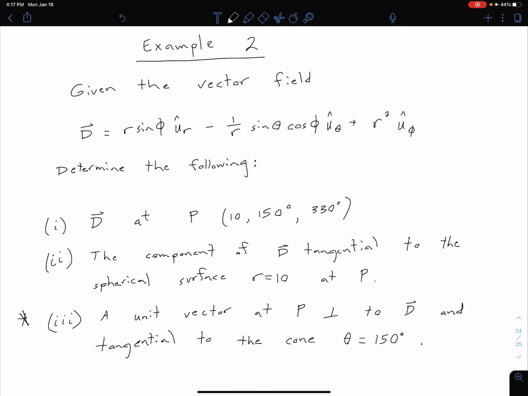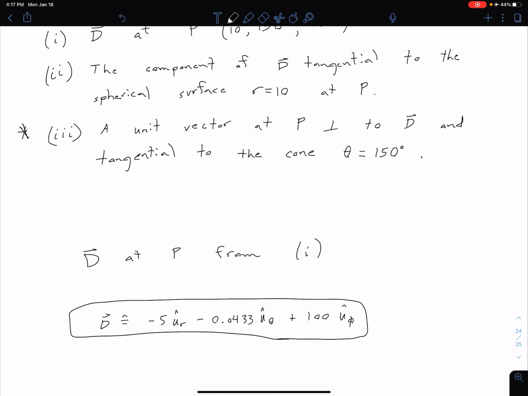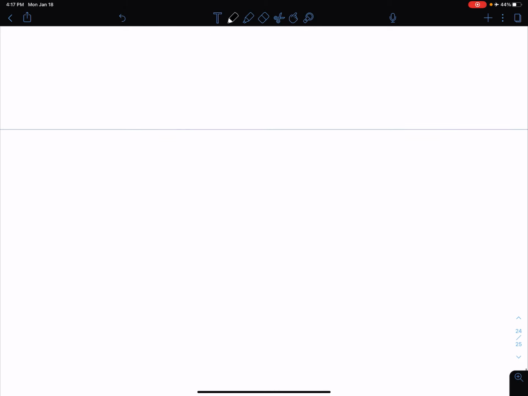First, let's remind ourselves of our result from part 1. So this is our value of D at point P. We're going to need that because we want our unit vector to be perpendicular to D at point P. But then let's break this problem statement down and figure out exactly what we want. First of all, note that we want a unit vector, but that's not too difficult. That's not going to add a whole lot of work. So let's find a vector first, and then we can make it a unit vector later on.